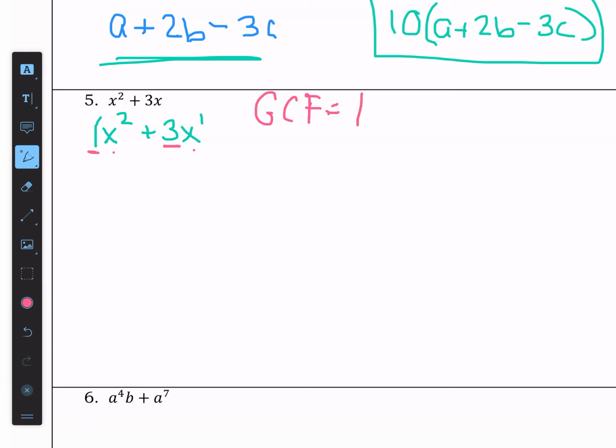Now, with the x squared and the x to the first, whenever you're doing the GCF of variables, what you always want to do is take whoever has the lower exponent. So between x squared and x to the first, the lower exponent would be x to the first. So we're going to tack that on here as part of the GCF. So our GCF right now is 1x to the first. You could also write that as just x to the first or just x. Any one of those would be a correct way of writing it.